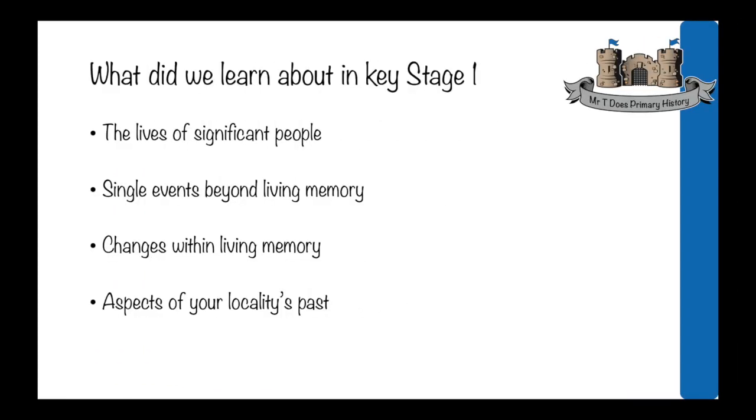So, what did we learn about in Key Stage 1? The lives of significant people, a single event beyond living memories, that's one further in the past, changes within living memories, so that's changes from now looking back over the last 80 to 100 years, and then some aspects of your locality's past, so that will very much be dependent on where you live and what it's known for. Let's take a look at what that would look like on a timeline.